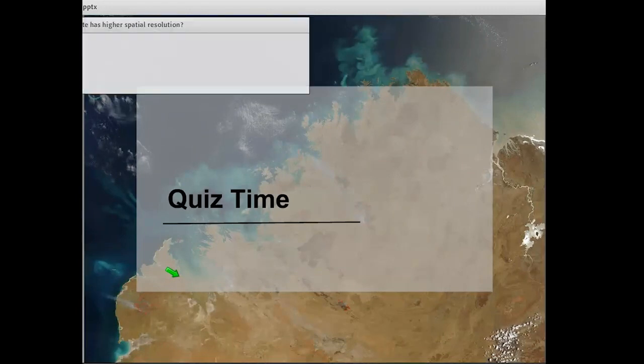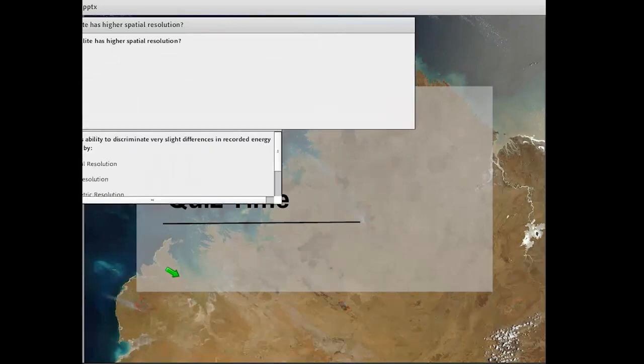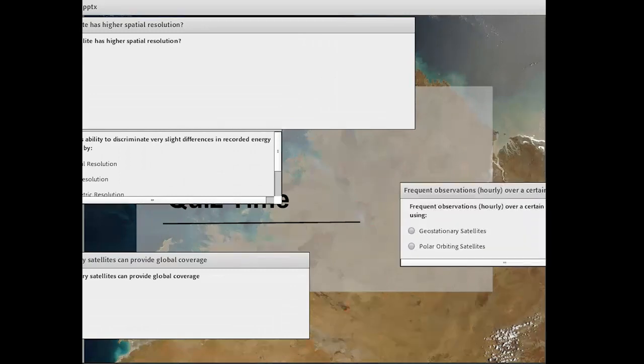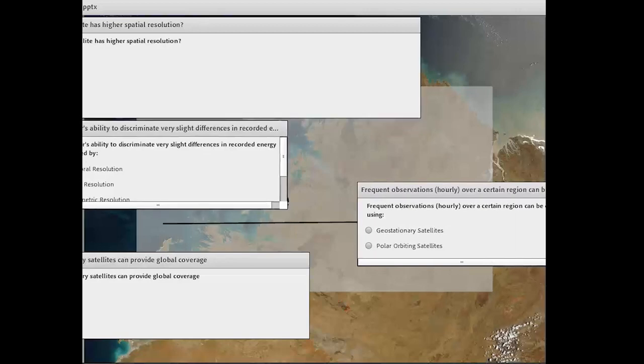Okay, so I'm almost done with today's presentation. We have a few more quiz questions to take, and then we will take some question and answer. So the first question is, which satellite has higher spatial resolution? We talked a little bit about this, and you might have seen that in a few of the slides.